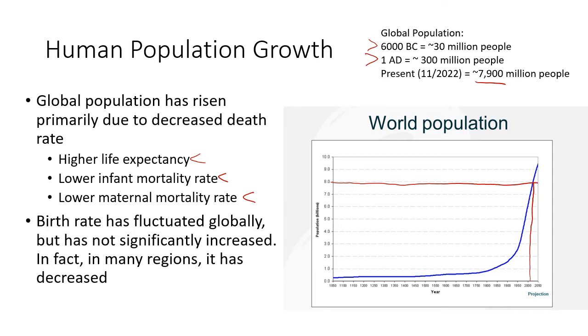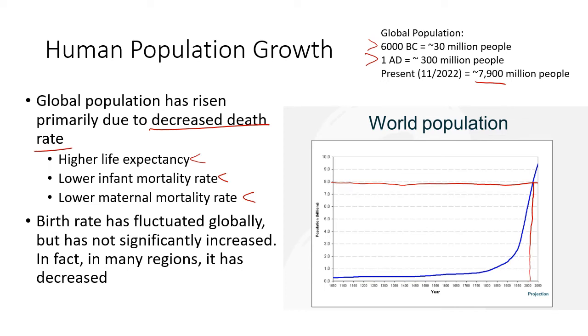If a woman dies during her first childbirth, she can't have other kids afterwards because she's dead. So if that maternal mortality rate is decreased, she's living through the first birth, the second birth, the third birth, the fourth, and she can have 4, 5, 6, 7, 8 kids. Okay. So decreased death rate is the primary driver of the global population increase.